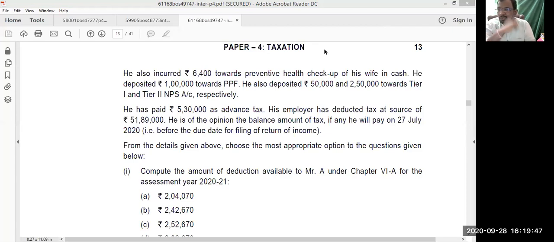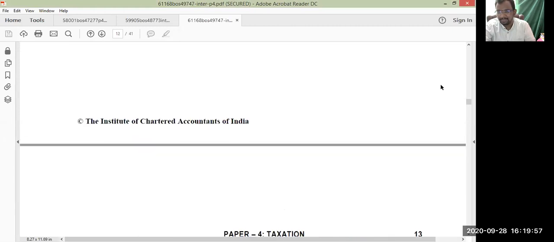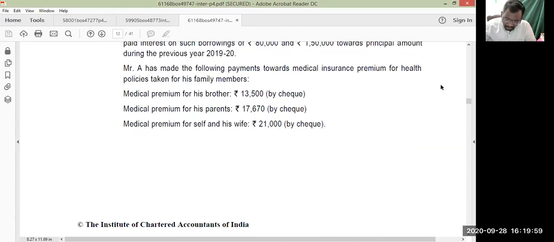Here the assessee is not a senior citizen, not 52 years or older. So overall ceiling limit of 25,000. Out of 25,000, you already claimed 21,000 here. So the maximum deduction you can claim in the form of preventive health checkup is only 4,000. Clear everyone. Next.